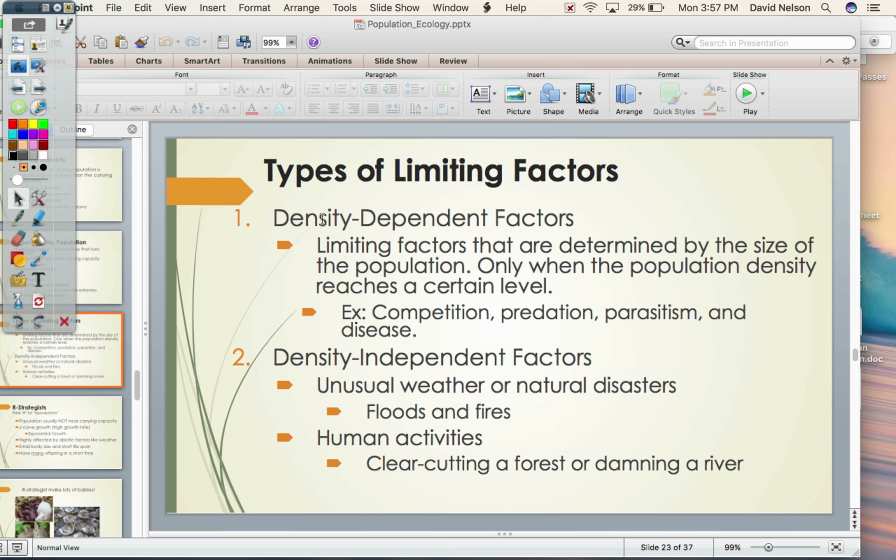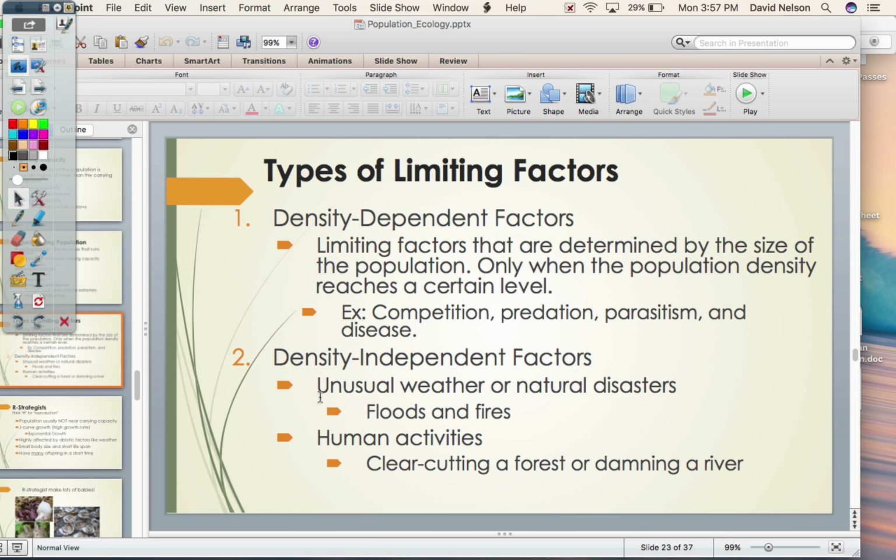So these types of limiting factors fall into two groups. There are density-dependent factors and density-independent factors. So density-dependent factors are determined by the size of the population, and only when the population density reaches a certain level do they come into play. So things like competition, predation, parasitism, and disease aren't really an issue until we get to a certain density within a population.